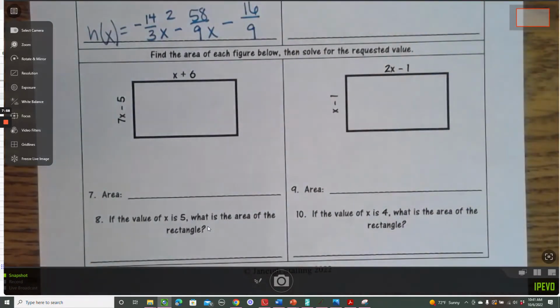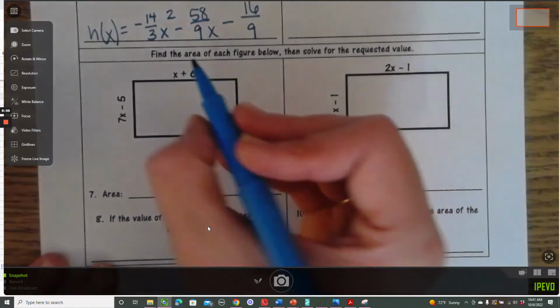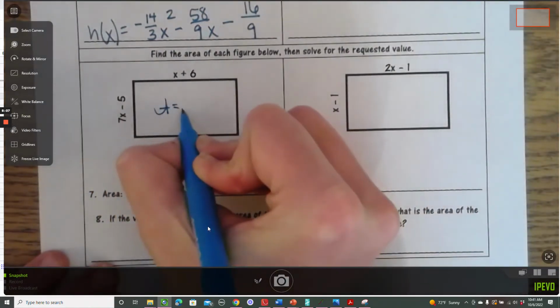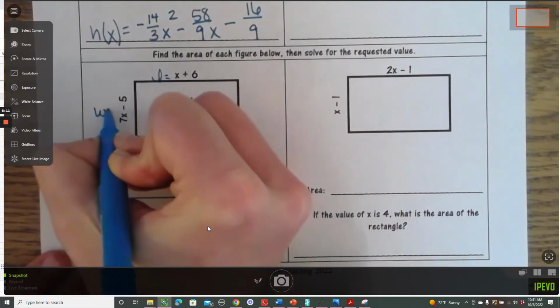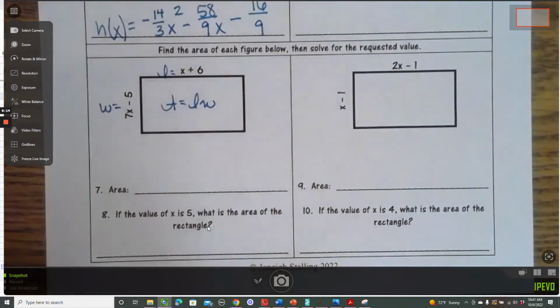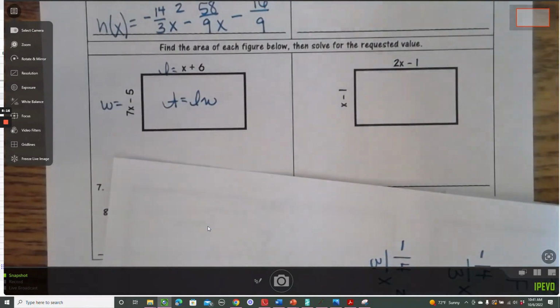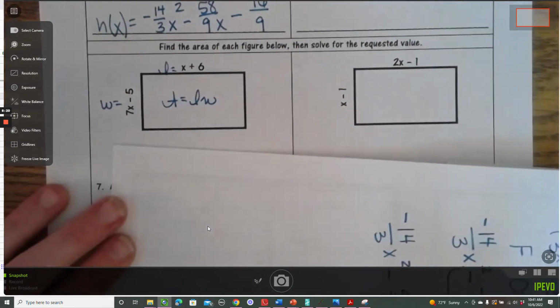Okay. Find the area of each figure below. How do you find the area of a rectangle? Length times width. Area equals length times width. So here's my length, here's my width. So area, you're going to multiply. Perimeter, add up all the sides. That's volume.